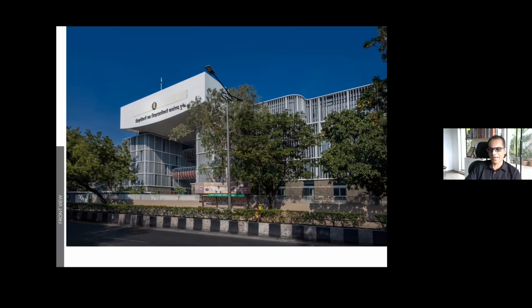So what I always say is, it's a contemporary vernacular architecture, which we call it, because we have to use our vernacular ethos in a very contemporary style, which can give us our own style of architecture, which could be very modern. So thank you.